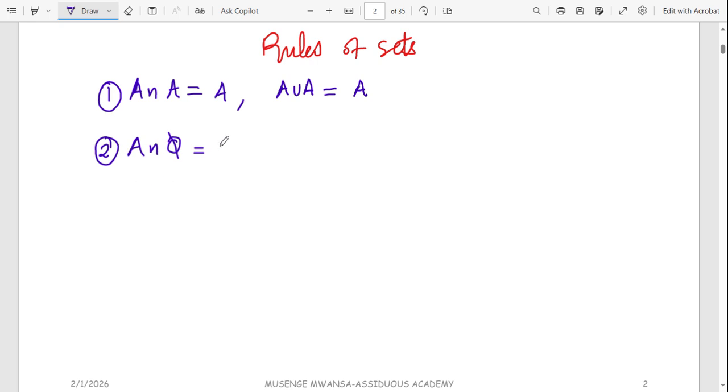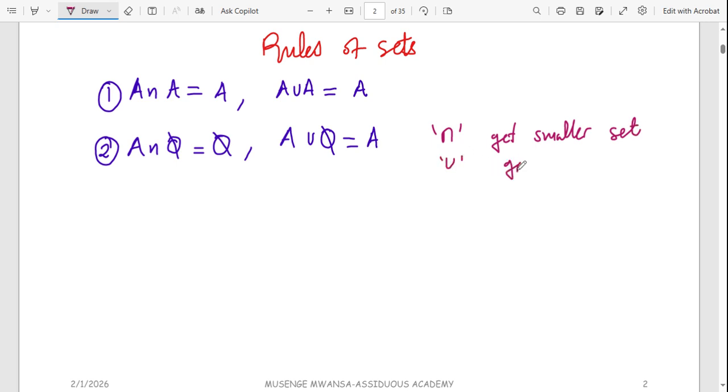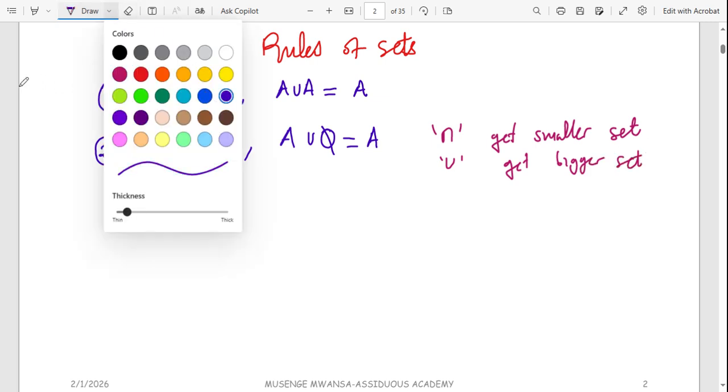So A intersection an empty set is an empty set. I want you to know that. I'm going to write it down. And then A union an empty set is a set A. So the principle here is that for intersection, you get a smaller set, and for union, you get a bigger set. It's a very simple principle to be able to apply.